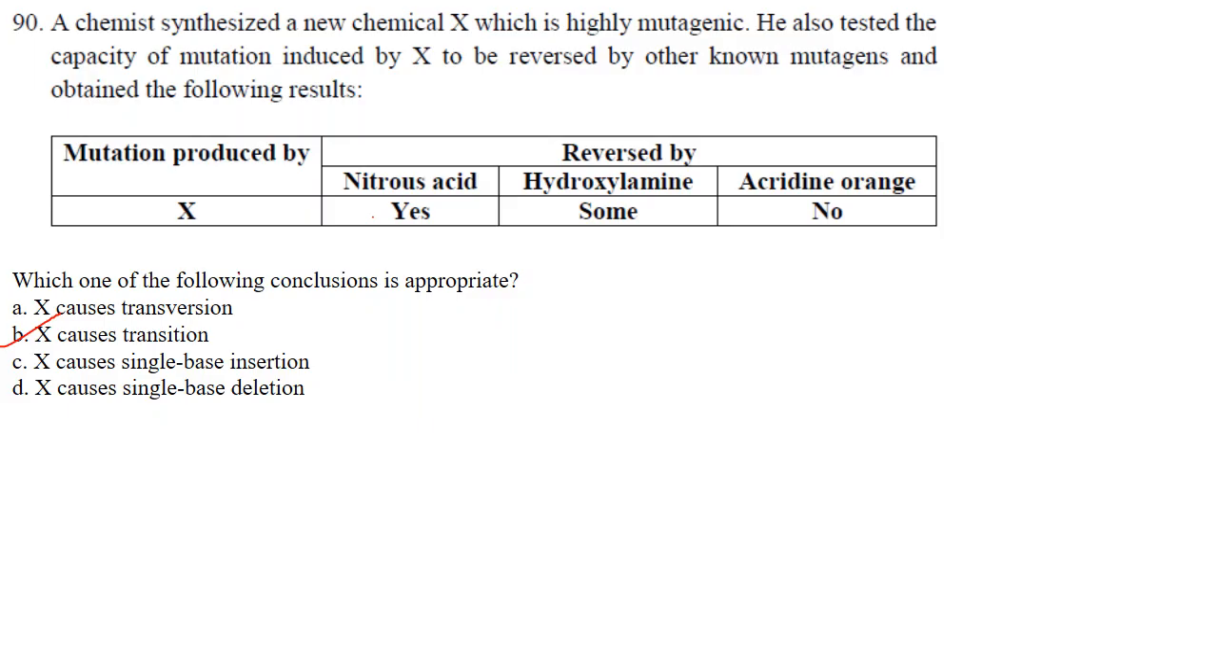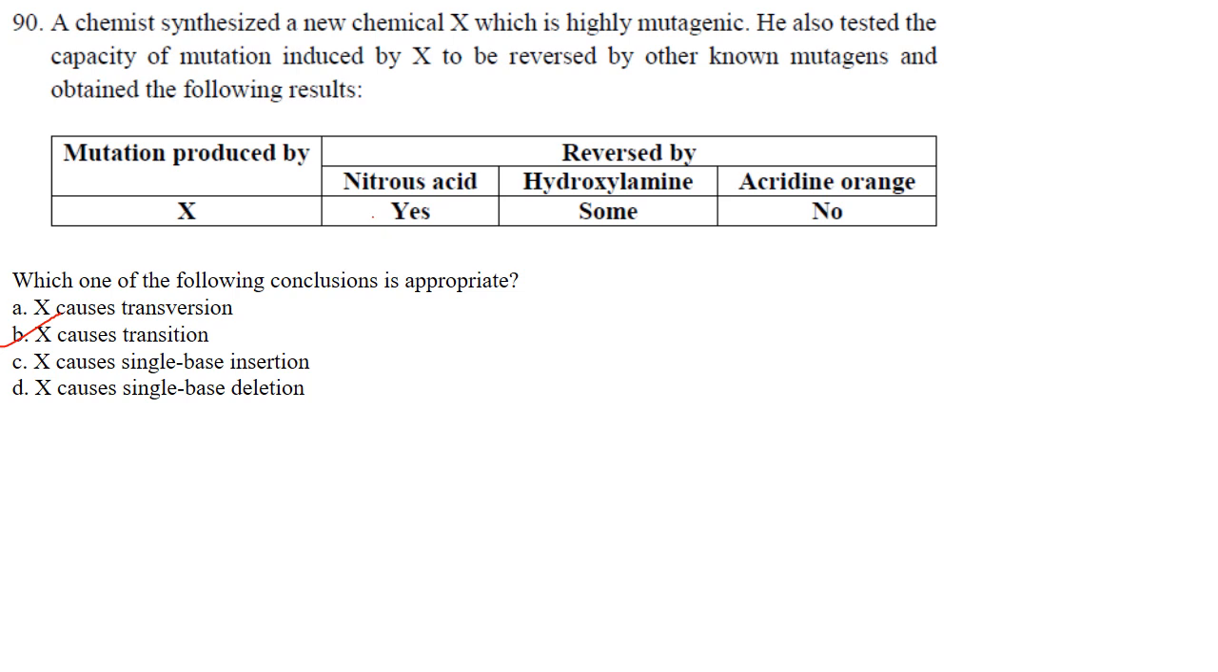A chemist synthesized a new chemical X which is highly mutagenic. He also tested the capacity of mutation induced by X to be reversed by other known mutagens and obtained the following results. So, which one of the following conclusions is appropriate?